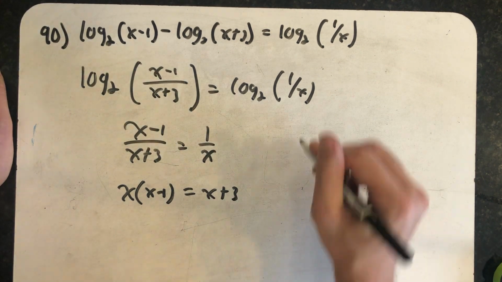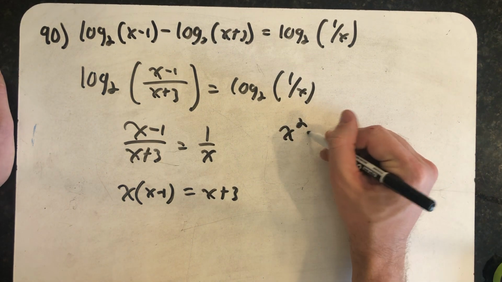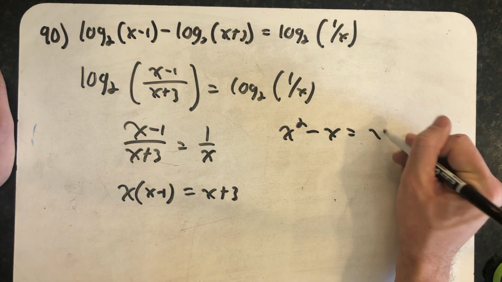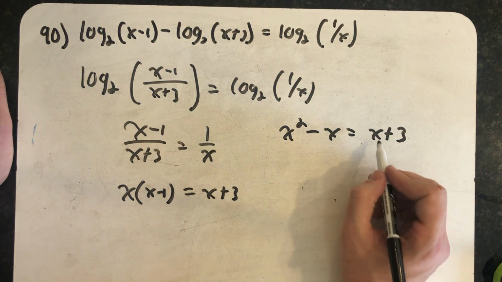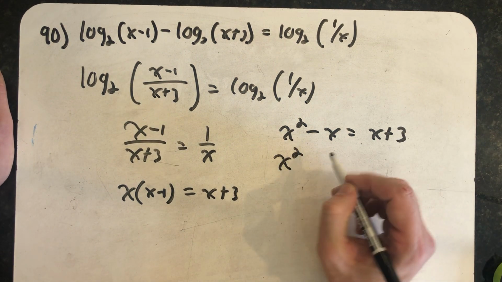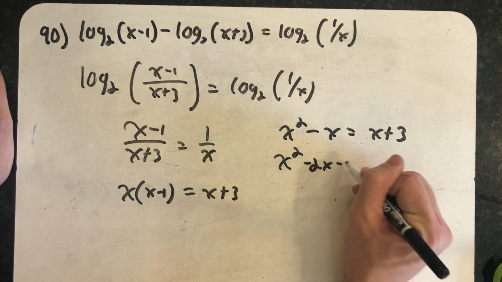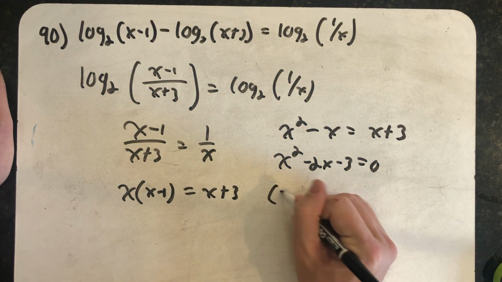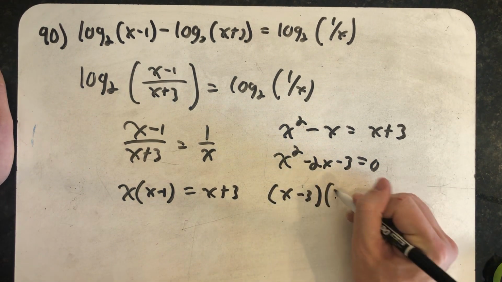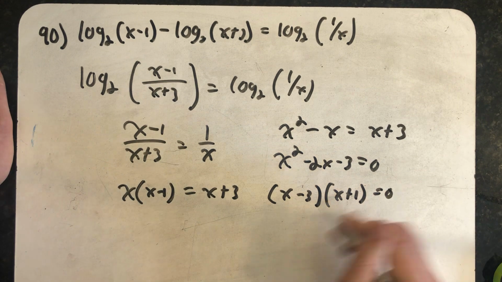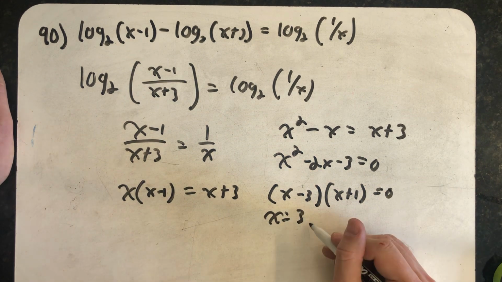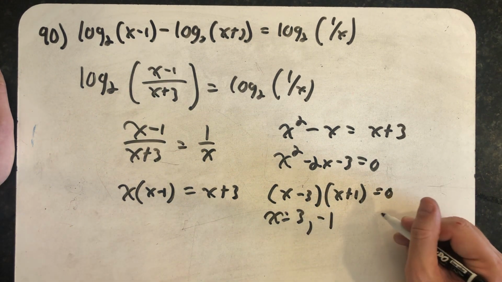We end up with this. On the left-hand side, when we distribute, we get x squared minus x, and then equals x plus 3. Let's get everything on one side, because this is a nice, happy quadratic equation. All right, and it's a quadratic equation that appears to factor nicely. So x is equal to 3 or minus 1.